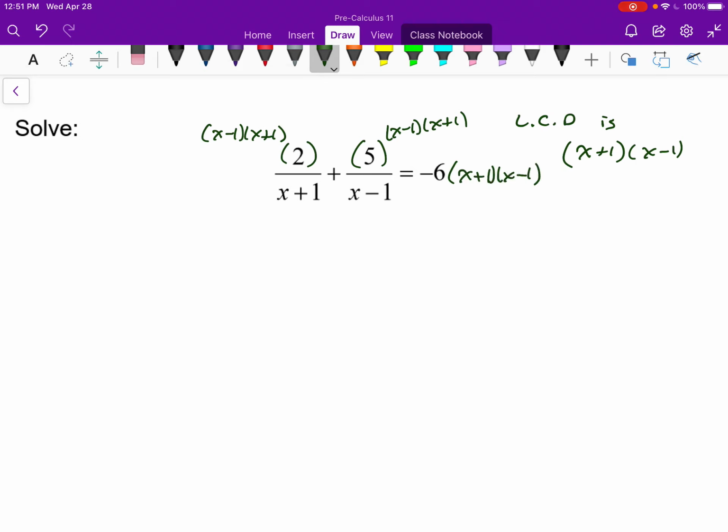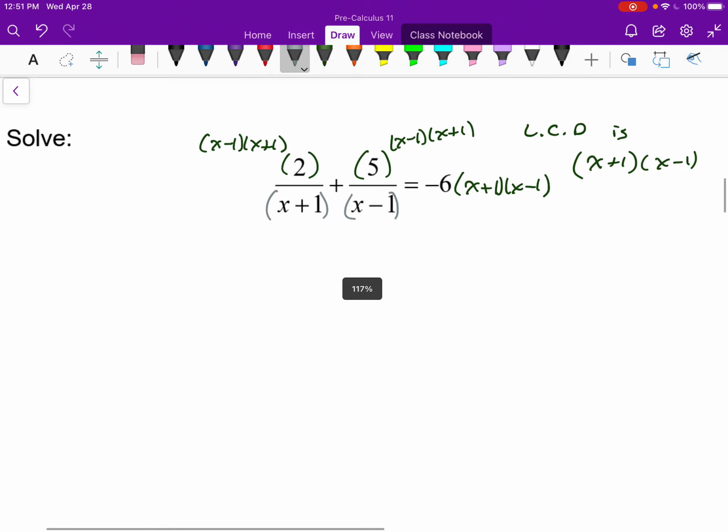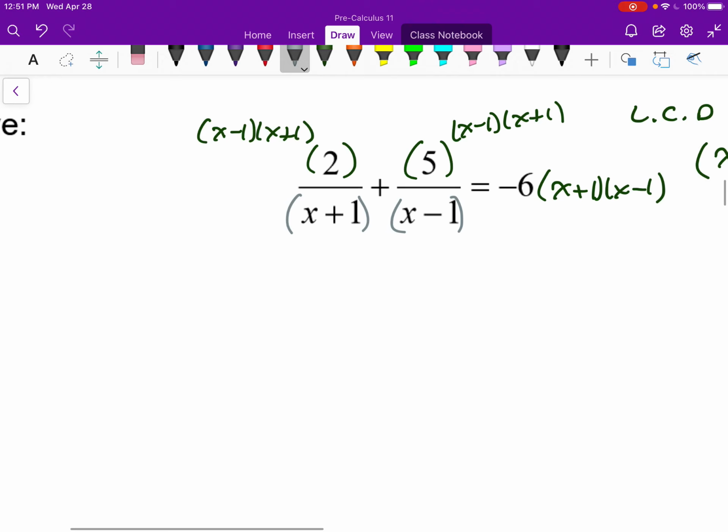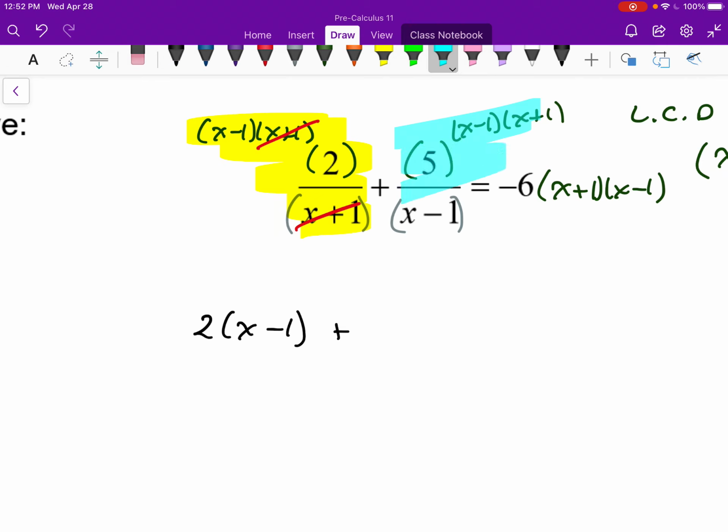All right, so looking at my individual terms now. Yes, I know it looks messy, but looking at this, the x plus 1's cancel out. So all that's left is 2 times x minus 1. Over here, again, yes, it looks messy, but the x minus 1's cancel out. So all that's left is 5 times x plus 1. And on the right-hand side, nothing cancels out.